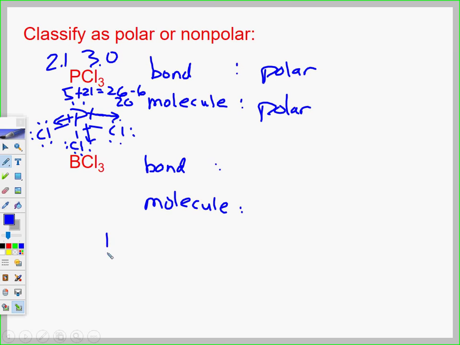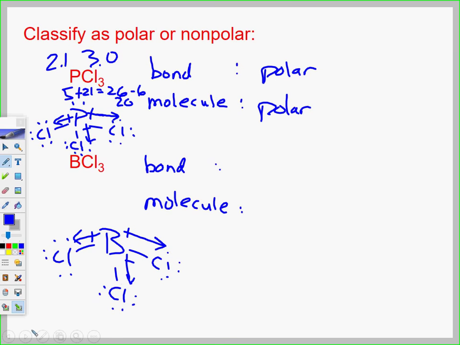BCl3. All right, BCl3. Okay, so we're definitely going to have a bond. We're all going to go towards chlorine. So the bond is polar. What about the molecule? Let me redraw it. Maybe it'll help you. Because there aren't any lone pairs. I just drew it, and I found out that there's no lone pairs.